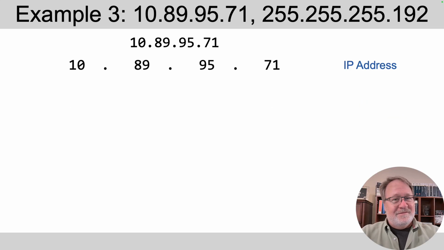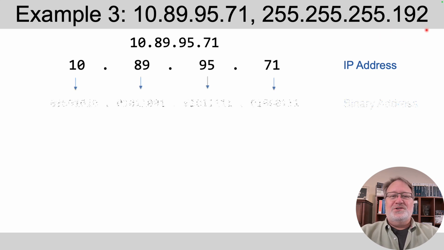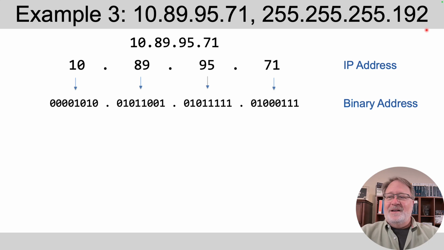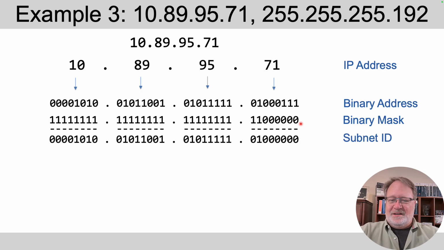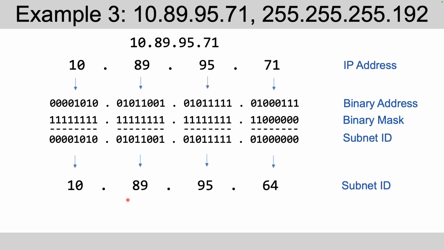One more, 10.89.95.71 with yet again a different mask. Do the conversion of the IP address to binary. Convert the mask to binary. Notice the mask has 2 ones in the fourth octet with 6 zeros. Do the Boolean AND, you get to this value. Convert those 1 octet at a time back to decimal. You get 10.89.95.64 for the subnet ID.